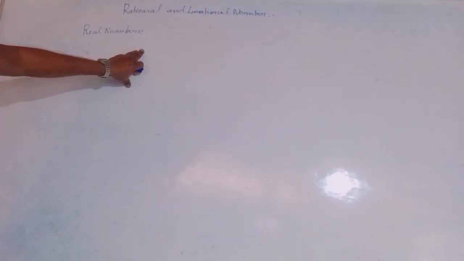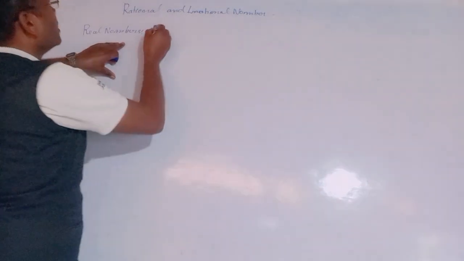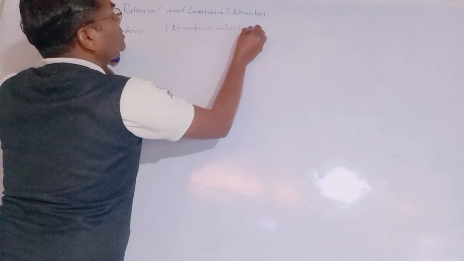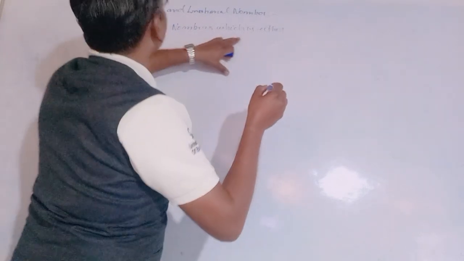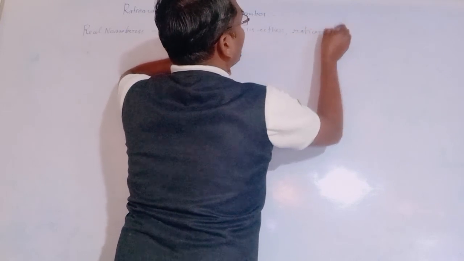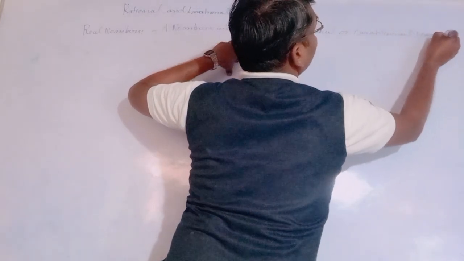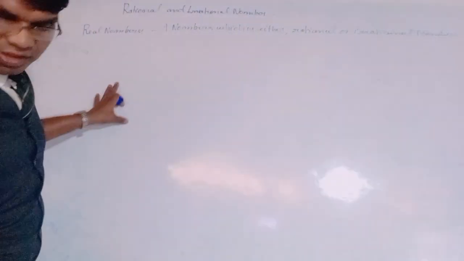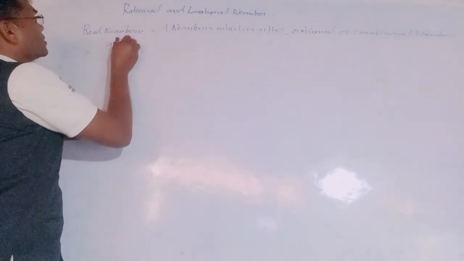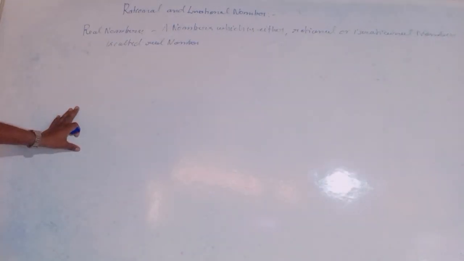First of all, we have to know that a number which is either rational or irrational is called a real number. Either rational or irrational, these are real numbers.